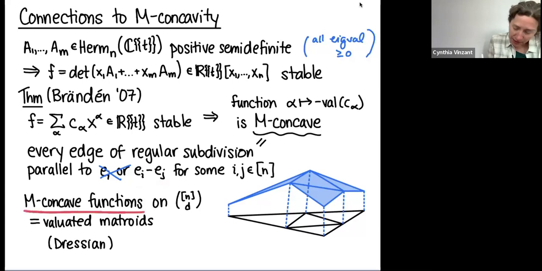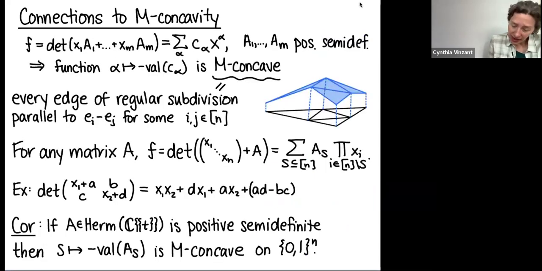So if we look at just M-concave functions on the hypersimplex of subsets of 1 through n of size d, then this gives exactly the space of valuated matroids, also known as the Dressian. The way I want to use this is just a repeat of what we saw before. This immediately tells us something about the image of the principal minor map.